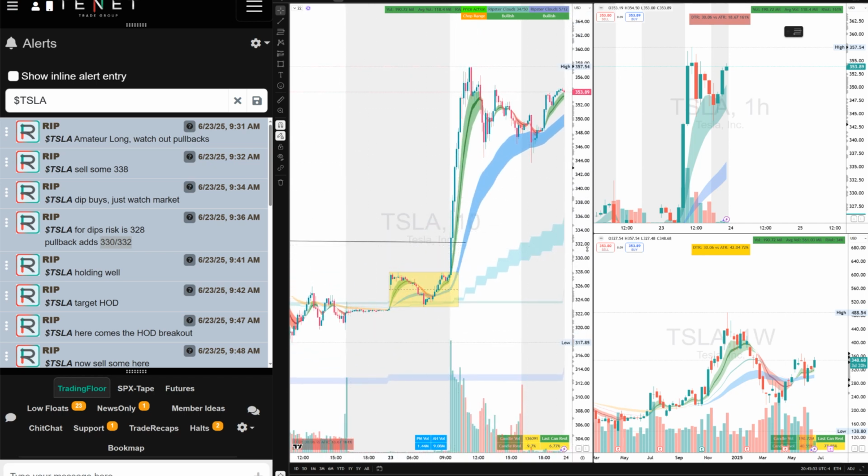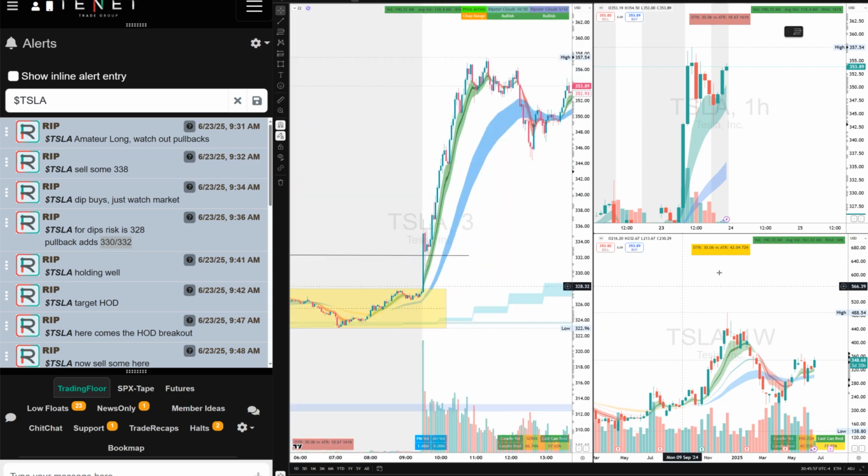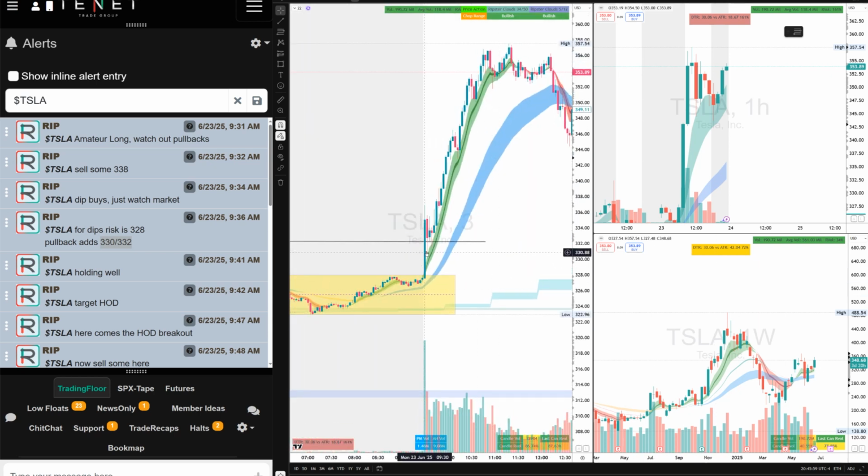So you see this candle right here. I mean, you could go to three minutes, but I don't really need to go to three minutes. I know what's happening there. So you see on the three minutes, where does it pull to? It pulled into that 330, 332 range.